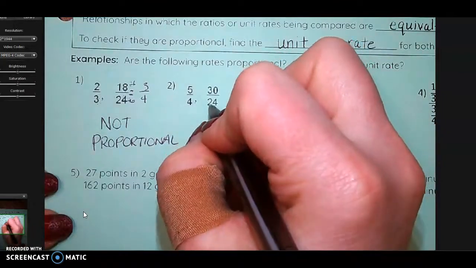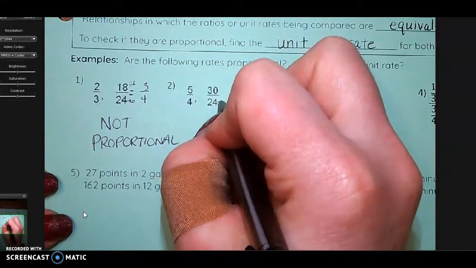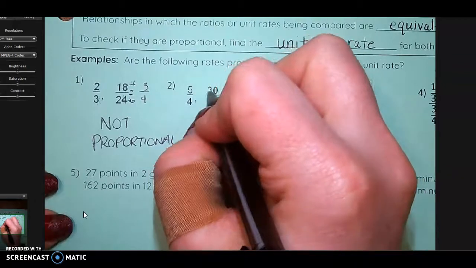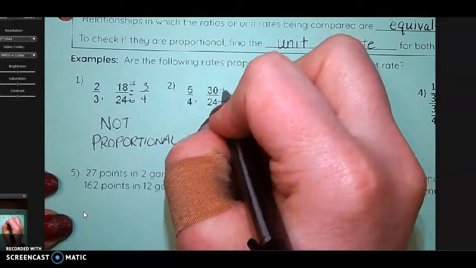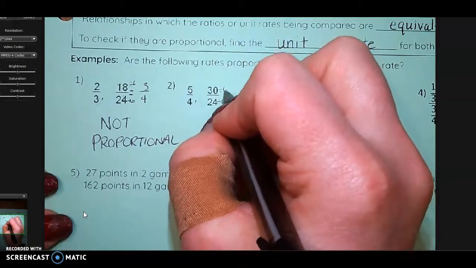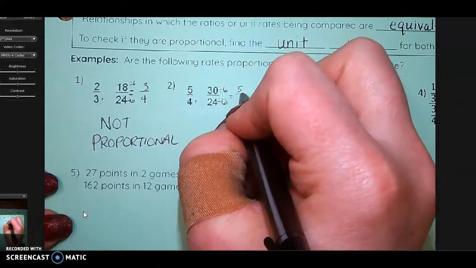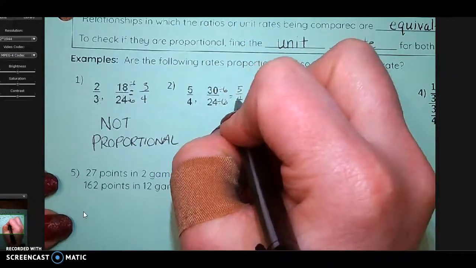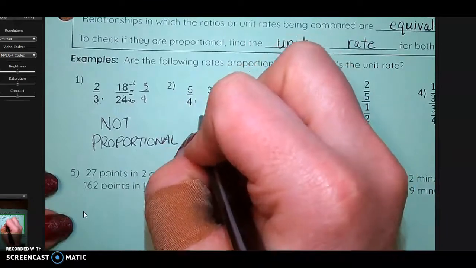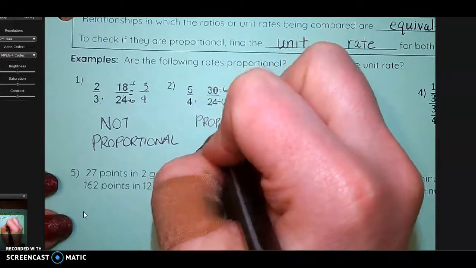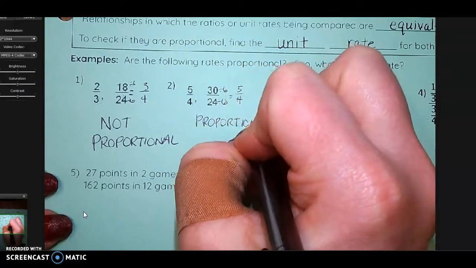This one right here, I'm like, can I get 24 to 4? I would divide by 6. Can I get 30 to 5? That would also be divided by 6. So since I'm dividing by the same thing, that means I can indeed reduce this fraction to this fraction, which means that these are equivalent. So that means that they are proportional.